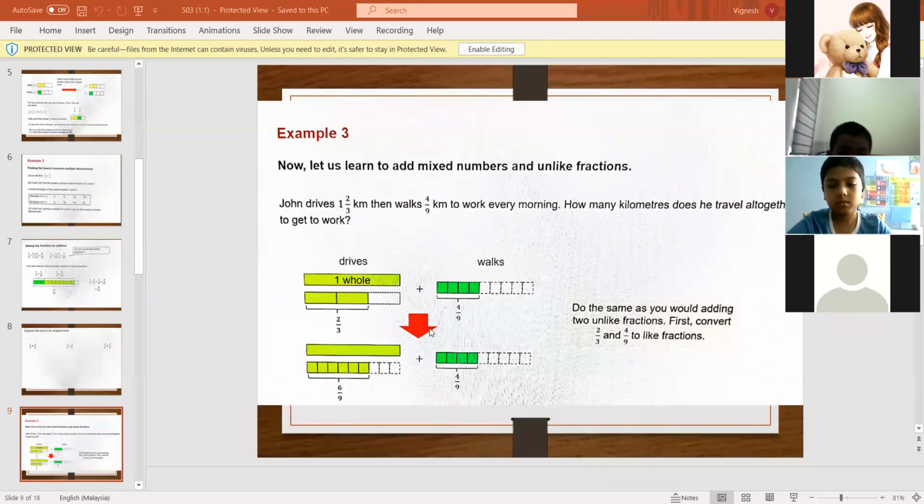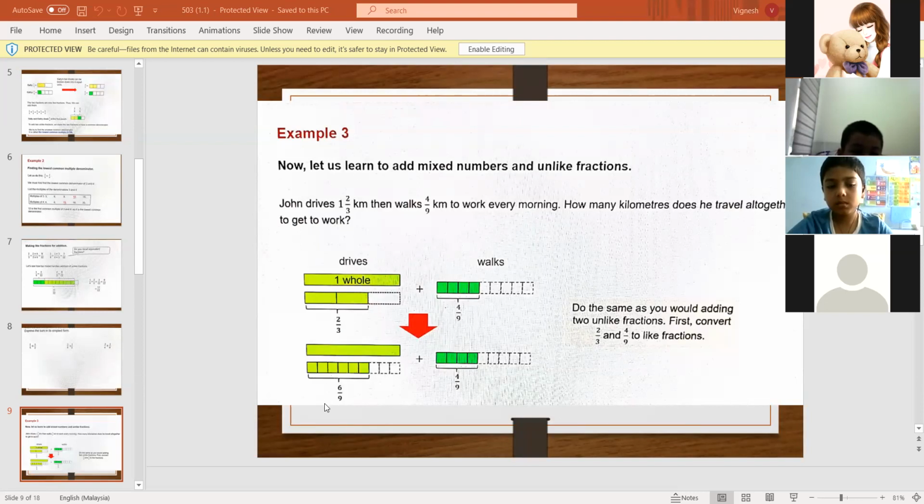To make these unlike fractions into like fractions, what do you need to do? We have to make the denominator the same. Yes. So since we have 2/3 and 4/9, you can make the 3 into 9. 3 times 3 equals 9, and then 2 times 3 equals 6.